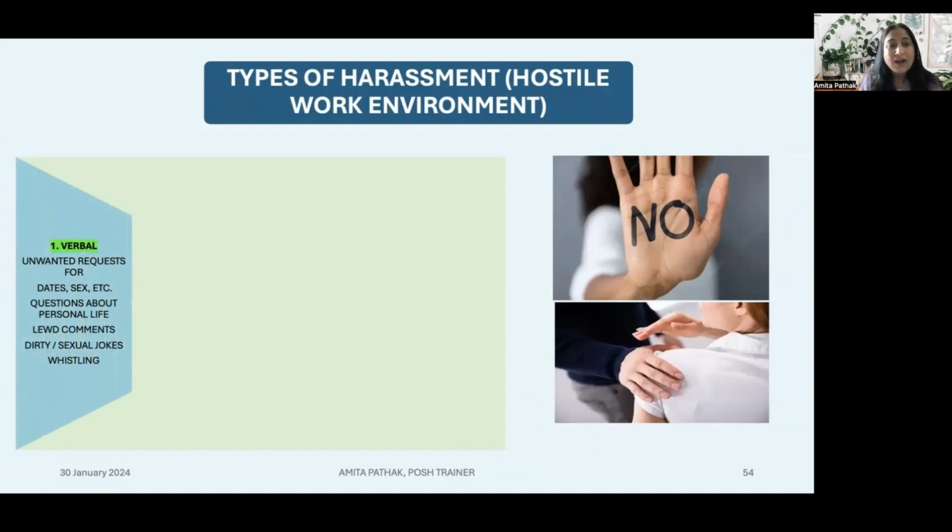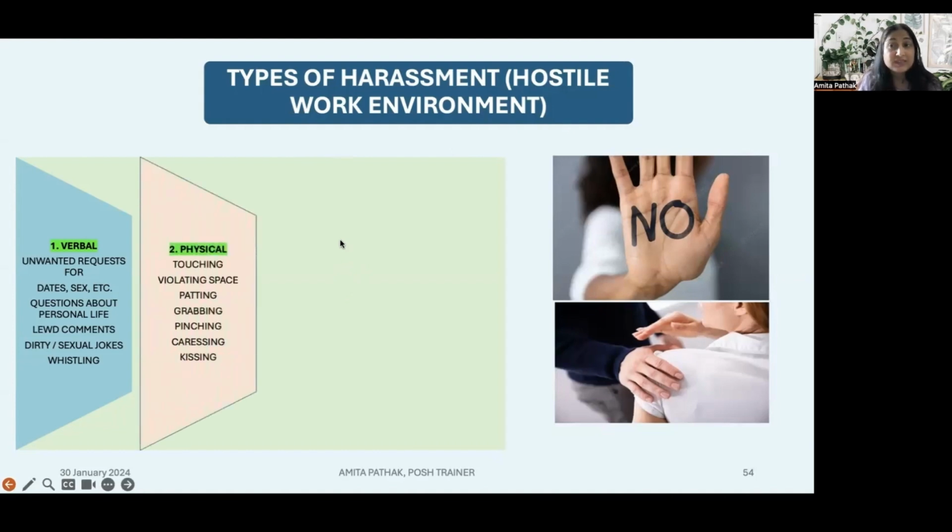Verbal: unwanted requests for dates, sex, etc. Questions about someone's personal life, passing lewd comments, dirty or sexual jokes. This is a type of verbal sexual harassment that leads to creating a hostile work environment. The next is physical: touching someone, kissing, caressing, patting, grabbing, pinching, using some physical way to harass a woman. This comes under hostile work environment.